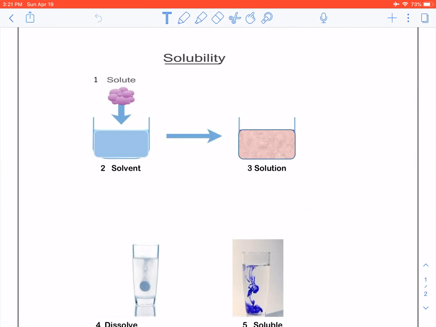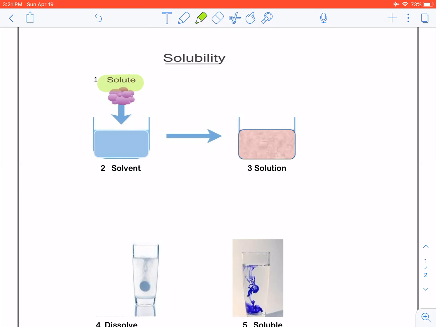Now, there are many terms that you need to know when we do solubility. I will explain to you all these terms step by step. The first term is solute. A solute is a substance that dissolves in a solvent. So, that would be your solute.